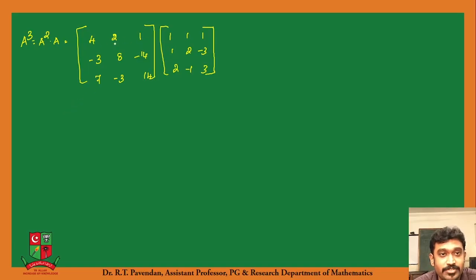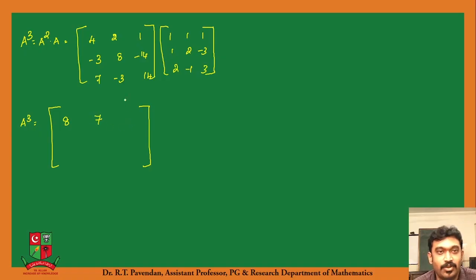So we have to go first row with first column, first row with second column, first row with third column. So this time I am directly going to write what is A cube. So just follow along with me. It is going to be 4 times 1, that is 4, plus 2 times 1, it is 2, plus 2 times 1. So 4 plus 2 plus 2, that is going to be 8. Likewise, first row with second column. 4 times 1 is 4, 2 times 2 is again 4, 1 times minus 1. So 4 plus 4 minus 1. So that is going to be 4 plus 4, 8, minus 1 is 7.